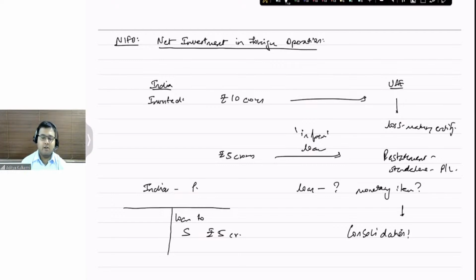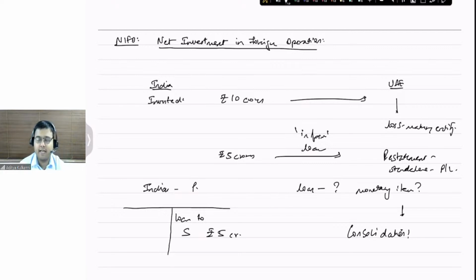It is in the nature of investment. Na koi repayment term hai, interest also is flexible, payment ka koi deadline nahi hai, nothing is there. So it is practically in the nature of investment. Only thing is it is structured as a loan. So what am I going to do?